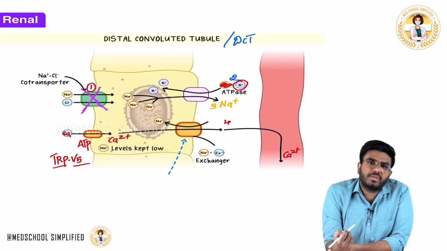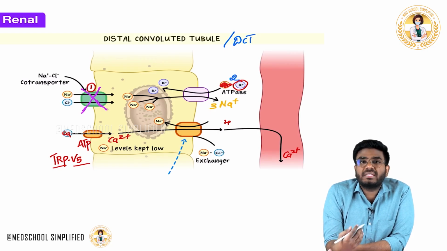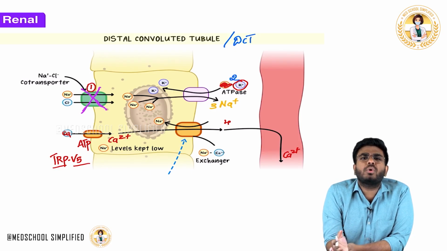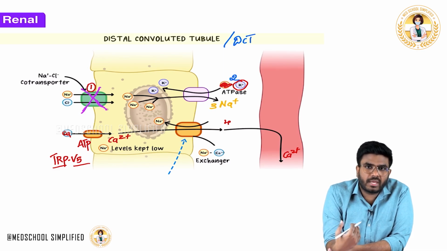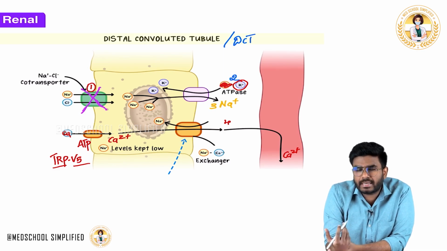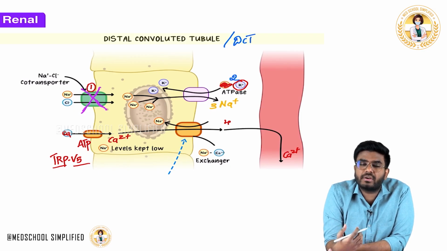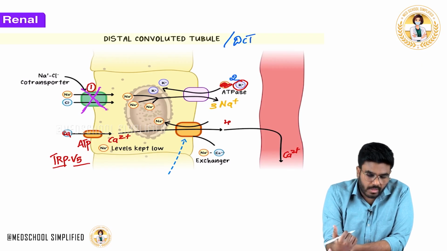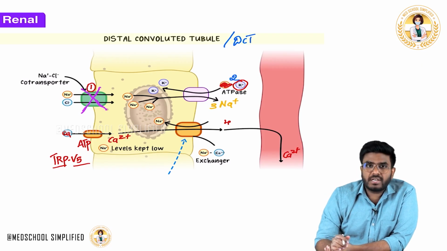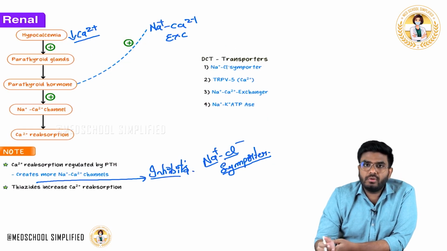Not only that, imagine this patient is having idiopathic hypercalciuria. Calcium is going out of the body unnecessarily, and we don't know the reason. That causes hypocalcemia in the patient, which is not good and will cause tetany. So in a patient suffering with hypocalcemia, we can use drugs like thiazide diuretics. Why? Because thiazide diuretics increase the calcium reabsorption. So these are some important points regarding the distal convoluted tubule and important transporters.